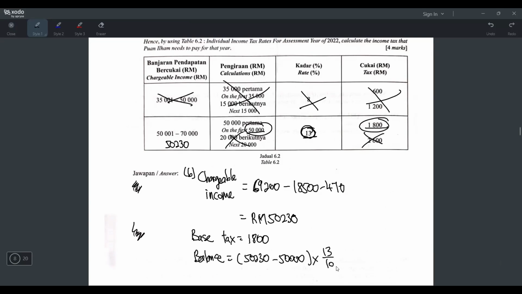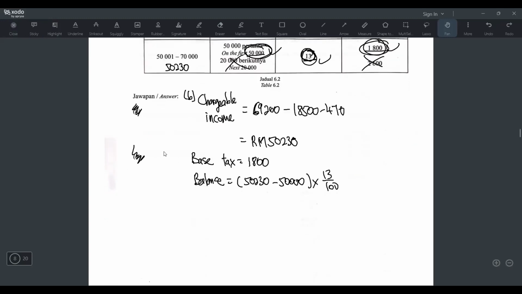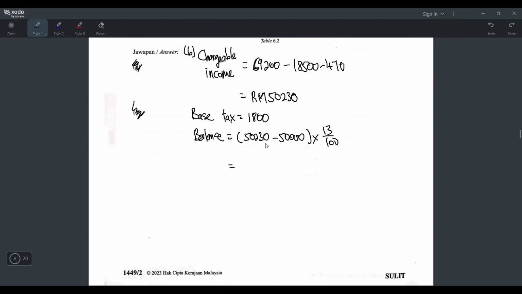So sekarang you faham kan kenapa saya cakap fokus 3 nilai ni saja. We only look at these 3 values. Yeah, the rest all is like tak guna kan. It's useless. So we only tengok 3 ni, then cukup dah untuk kita cari dia punya base tax and balance. Right?